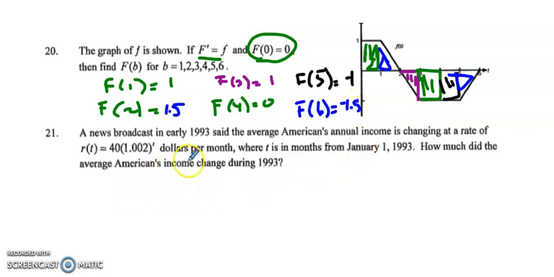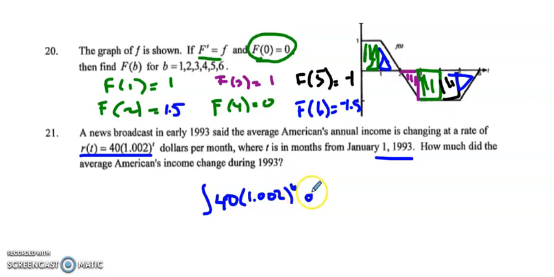All right, for number 21, we're told that the average American's annual income was changing at a rate of R of T. And that started in January of 1993, and they want to know how much the average American's income changed during 1993. So all you have to do is integrate the rate. So you're integrating the rate, and the units of rate are dollars per month. And if you multiply that by the time that goes by, dt here, which will be in months, you're going to end up getting dollars out.